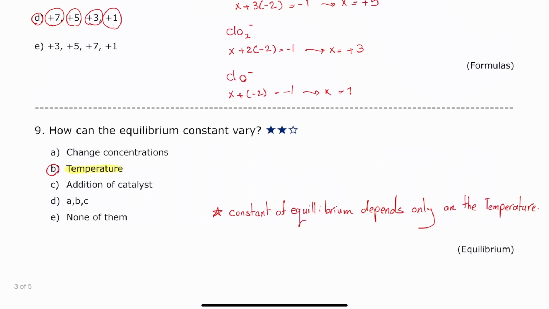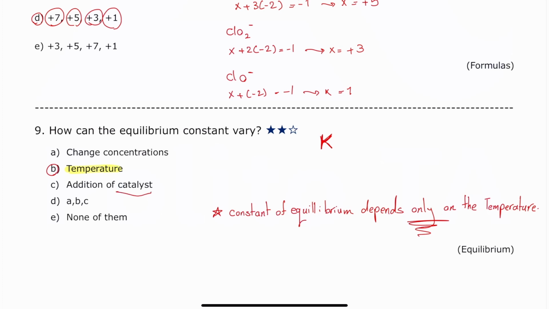Okay. How can the equilibrium constant vary? The equilibrium constant, which we mostly denote as K in most cases, has a very important point. Nothing can affect this K for a certain equation. It won't ever change unless you change the temperature. So the equilibrium constant depends only on the temperature.